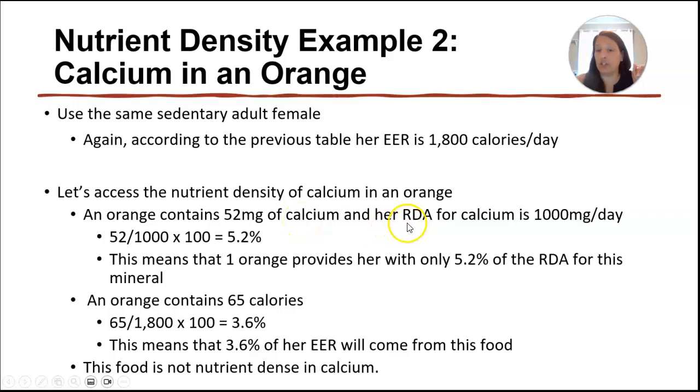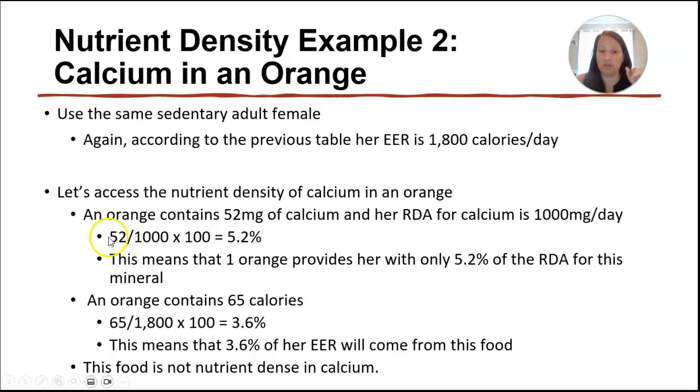Okay, I'm going to use Appendix J to find her RDA, her recommended dietary allowance for calcium. For her age and gender, it's 1,000 milligrams a day. So that's how much calcium she needs in a day. She's getting 52 milligrams from this orange. So let's see what percentage that is.